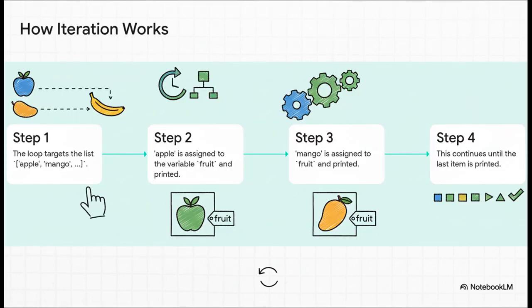So what's actually happening behind the scenes here? This process is called iteration. The for loop just grabs the first item, apple, and puts it in a temporary variable. We'll call it fruit. It runs our code with apple. Then it automatically moves to the next item, mango, puts that into the fruit variable, and runs the code again. It just keeps doing this over and over until it hits the very last item in the list.